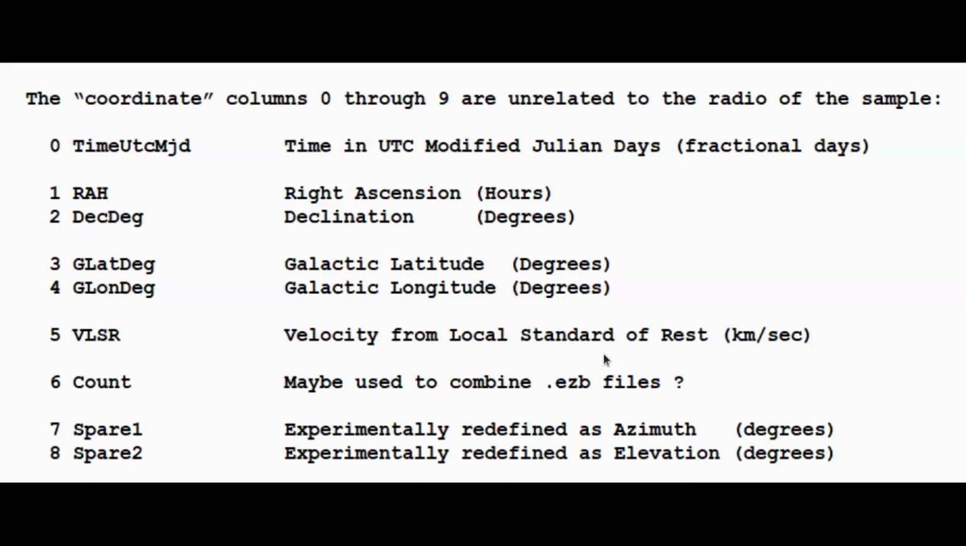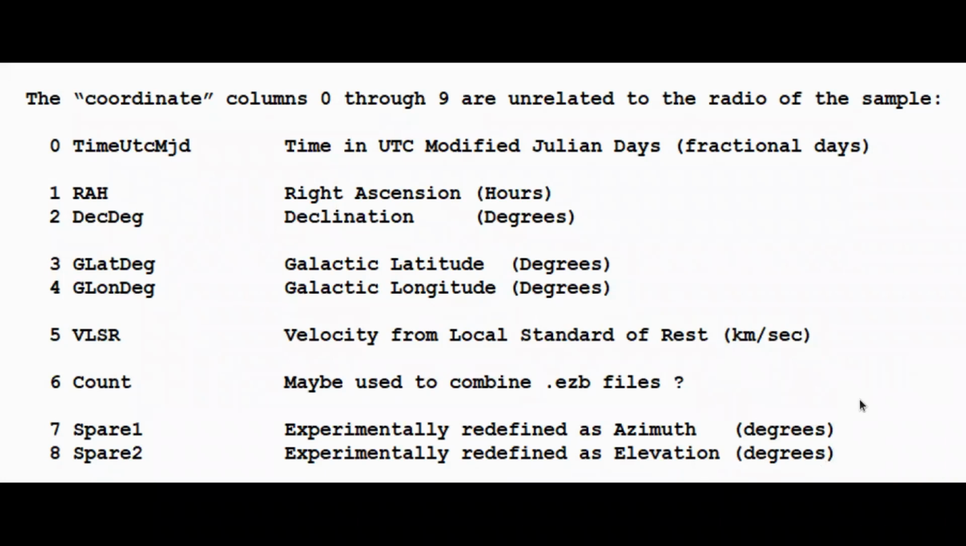The next column is count. This was an idea of mine, maybe I was going to combine EZB files, and this would allow me to take averages of all that data. How many EZB files am I combining? The next two columns were spares, but now I'm redefining them experimentally as azimuth in degrees and elevation. That's kind of where we're pointing that military cannon. Where are we pointing the telescope with respect to the ground around us? Are we pointing north or south, or how many degrees up from the horizon?